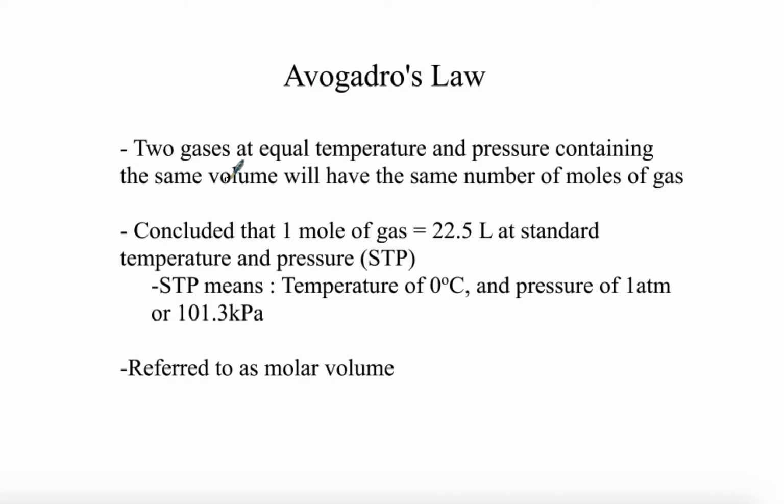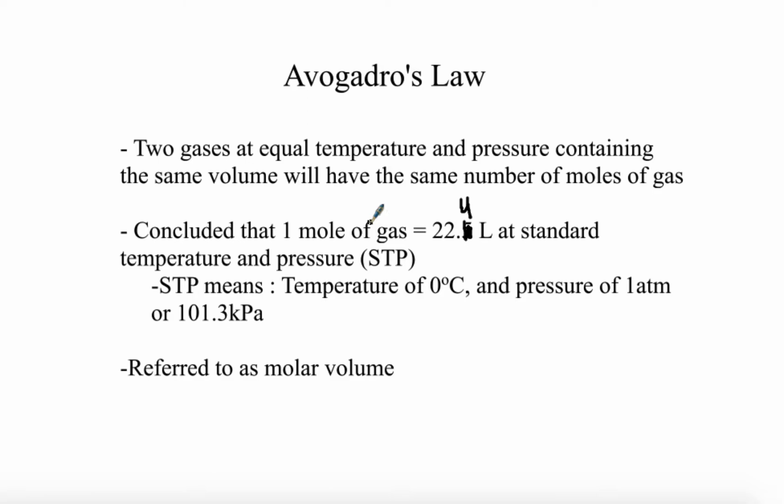So he concluded that 1 mole of gas will have a volume of 22.4 liters at STP, known as standard temperature and pressure. So STP is basically the condition set. The conditions are that the temperature is going to be 0 degrees centigrade and the pressure is going to be 1 atmosphere or 101.3 kilopascals. Again, this is something that we'll focus on later in the year when we actually get into gases.